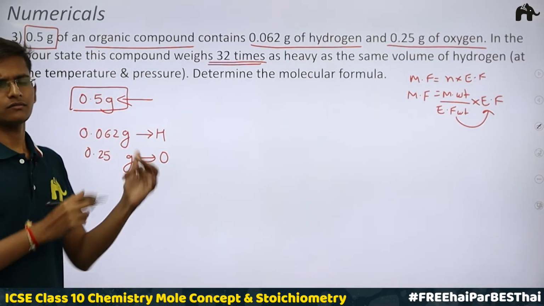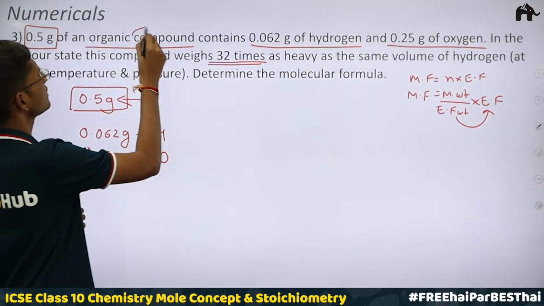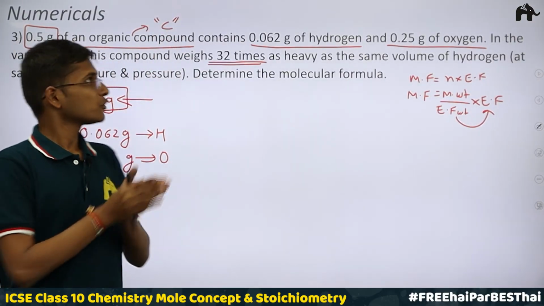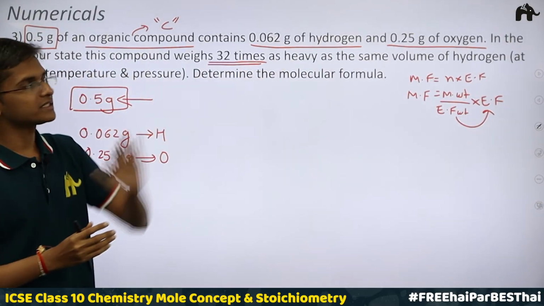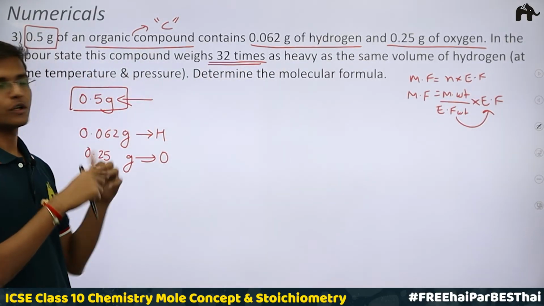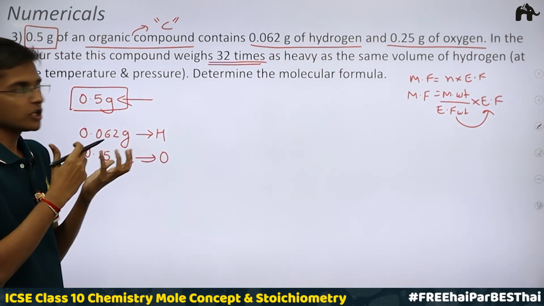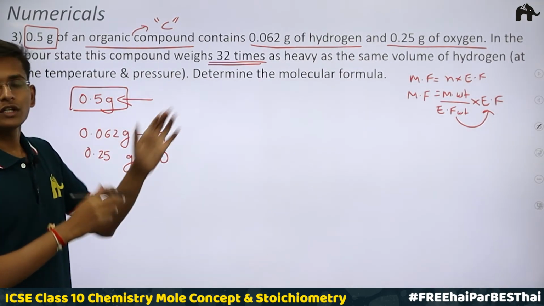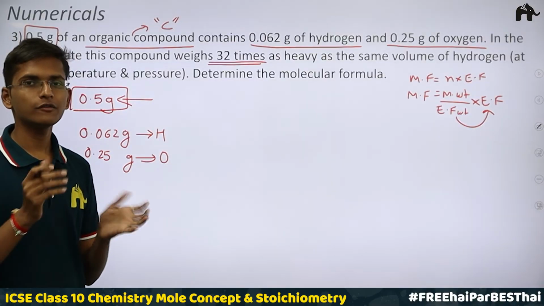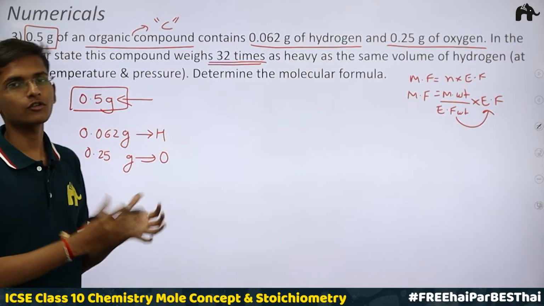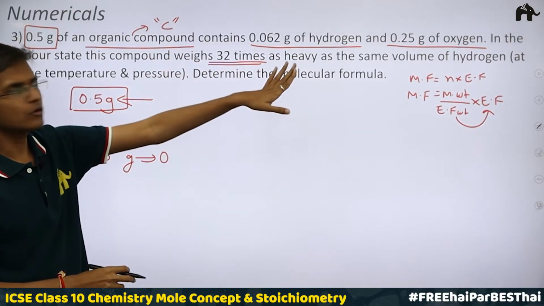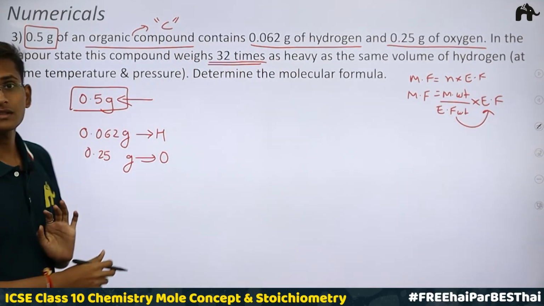We have studied in some questions as well that an organic compound always has carbon, right? So the carbon's weight is missing here, and you have to figure this out. They may not give you the entire data which you need. You have to apply your brains and figure out the data. So, the organic compound has this much hydrogen and this much oxygen in grams. They haven't given us the carbon's weight.